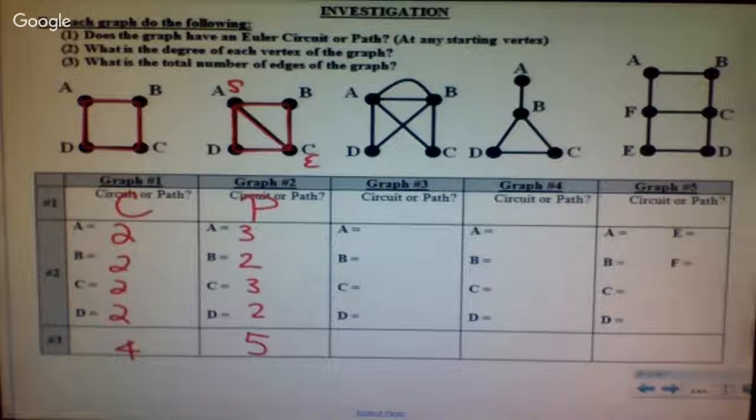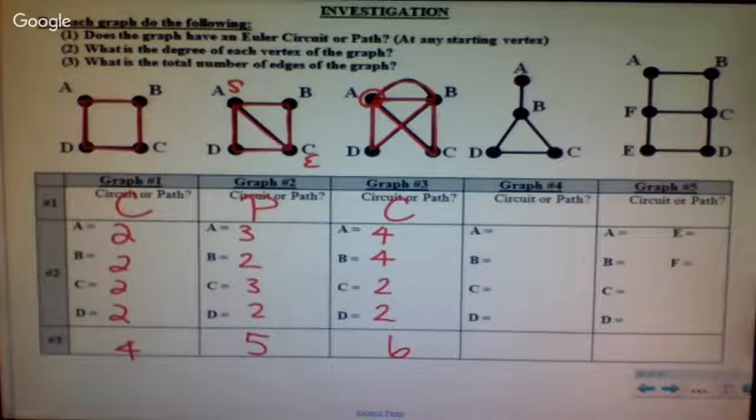Graph number 3. I think this is a circuit. Let's try it. 1, 2, 3, 4, 5, 6. Absolutely. We started and ended at A. So yes, this is a circuit. What is the degree of A? 4. B, 4. C, 2. D, 2. Total edges: 6.